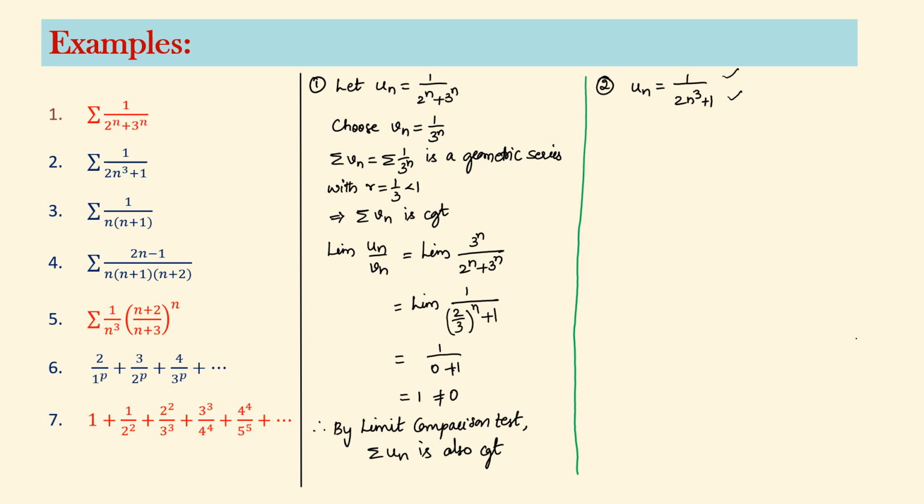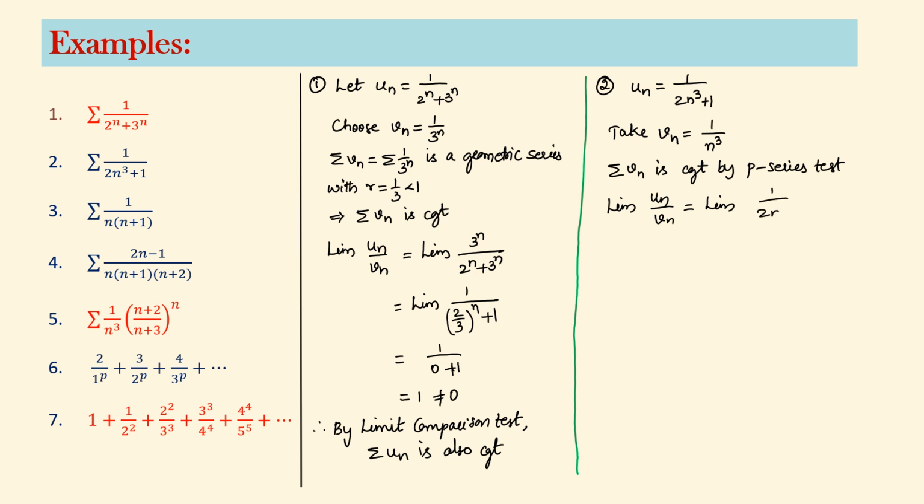So in this problem, what will be our Vn? Take Vn equal to 1 by n cube: the highest power in the numerator, there is no n, so we write it as 1, and the highest power of n in the denominator is n cube. So we know that summation Vn is convergent by the p series test. Now calculate the limit of Un by Vn. Un is 1 by 2n cube plus 1, Vn is 1 by n cube.